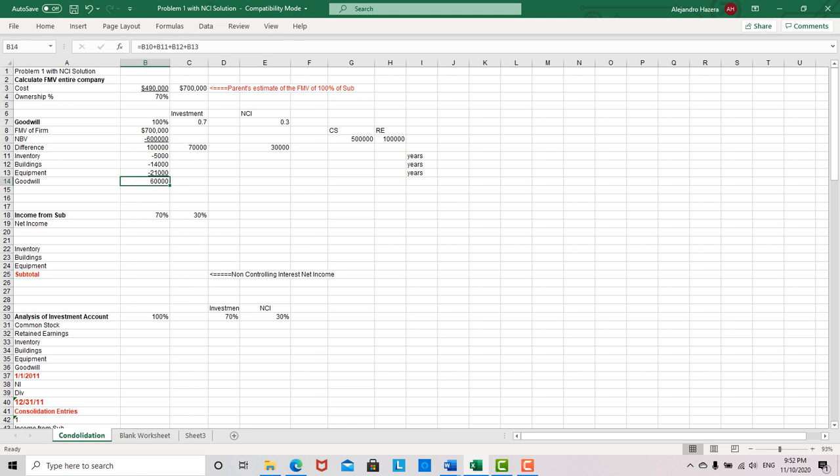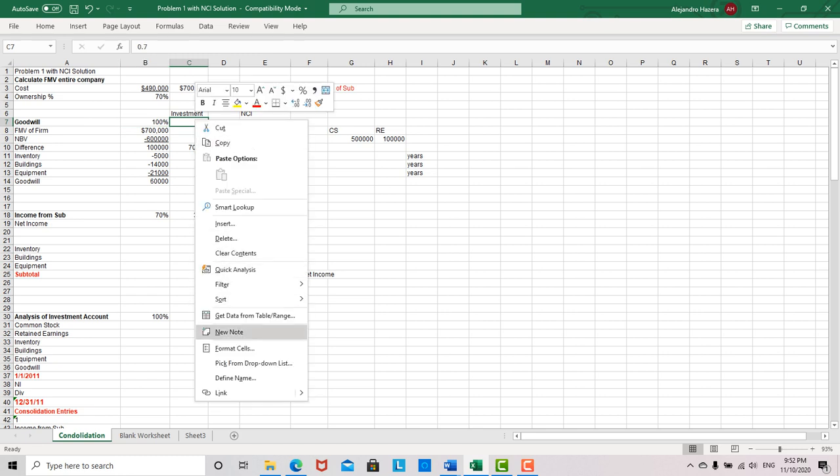Okay, now if we were doing just 100% acquisition, we would just go on to the income calculation, no problem. The issue, though, is that you don't own all the company. You only own 70% of the company. So we're going to have a 70% column here.